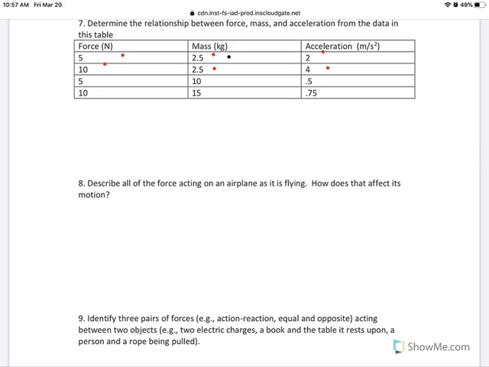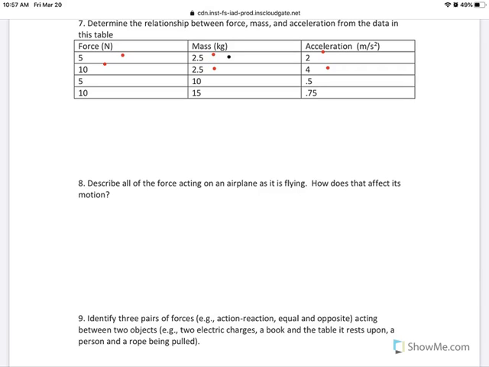Number 8. Describe all the forces acting on an airplane as it is flying. How does that affect its motion? So think of an airplane. It's kind of like the car question. It's going to be flying at a constant rate. You need to figure out all the forces that are acting on it, and what does that do to its motion? How does force affect motion?